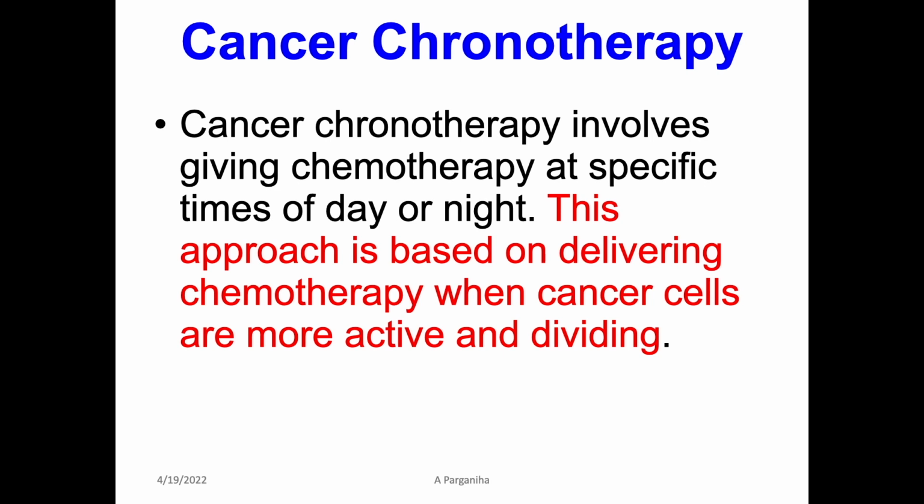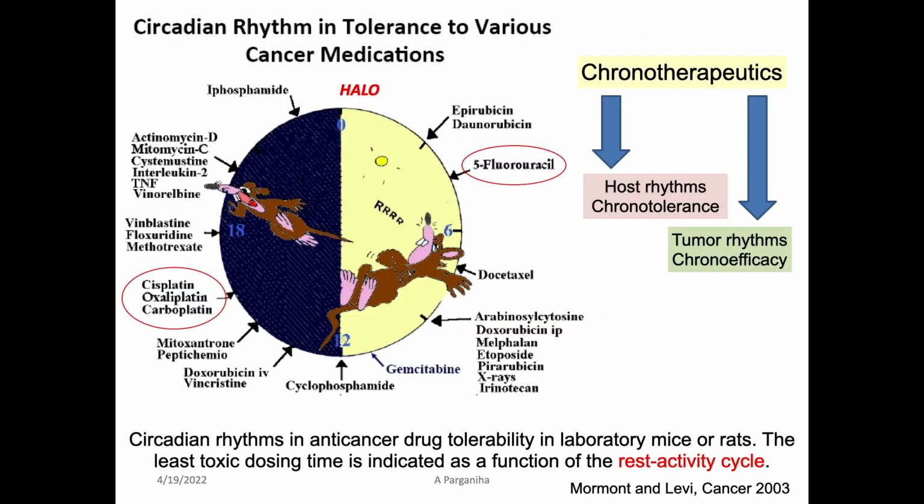So, particularly, cancer chronotherapy involves giving chemotherapy at specific times of the day or night, and this approach is based on delivering chemotherapy when cancer cells are more active and dividing. It means when the cancer cells are more actively dividing, the chemotherapy may have more effect and that will suppress the cancer. So this particular picture explains the circadian rhythm in tolerance to various cancer medications.